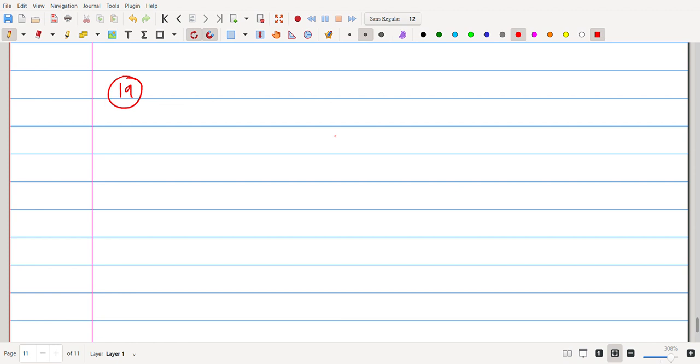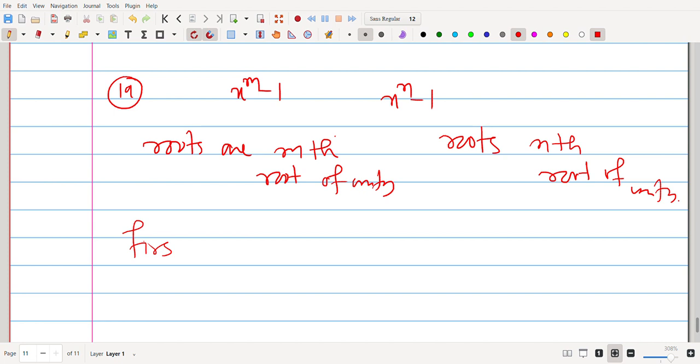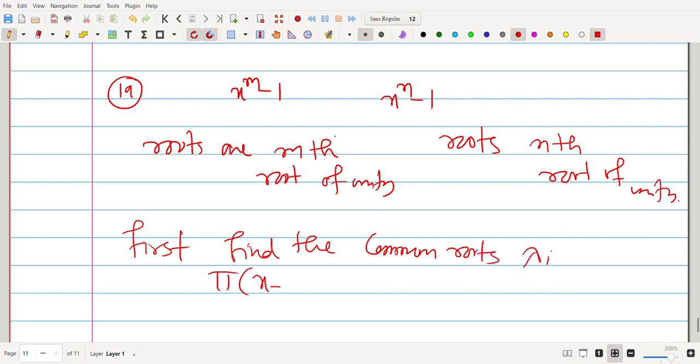Okay. 9. Let m, n be positive integers. The greatest common divisor, GCD, of x to the power m minus 1 and x to the power n minus 1. See, for x to the power m minus 1, the roots are the mth roots of unity, and for the other, the roots are the nth roots of unity. Common factor means the common roots. First find the common roots, lambda i, and then the product of x minus lambda i. That will give you the answer, right?